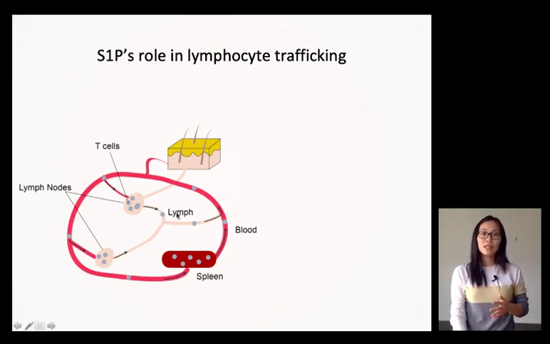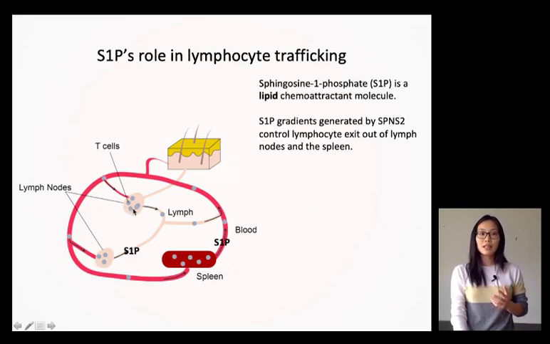T cells in a lymph node move around constantly searching for their cognate antigen. If they don't find it, that T cell can leave the lymph node into the lymph, meet up with the blood, and eventually find its way into another lymph node where again the T cell will look around for its cognate antigen. Now S1P is a lipid chemoattractant molecule that is higher in concentration in lymph compared to lymph nodes, and it's this gradient that guides naive T cells out of the lymph node into the lymph fluid.